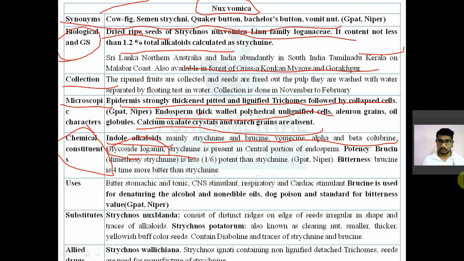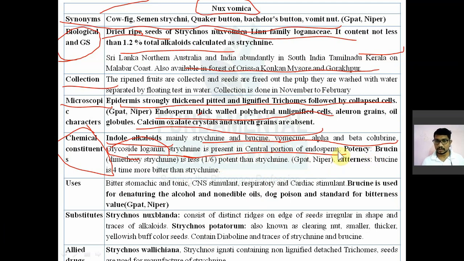Again this is important, I will highlight it over here. Strychnine is present in the central portion of the endosperm. In the central portion of the seed you will have strychnine, and in the peripheral portion you will have brucine. So strychnine is present in the central portion of your seed and brucine is present in the peripheral part of your seed.